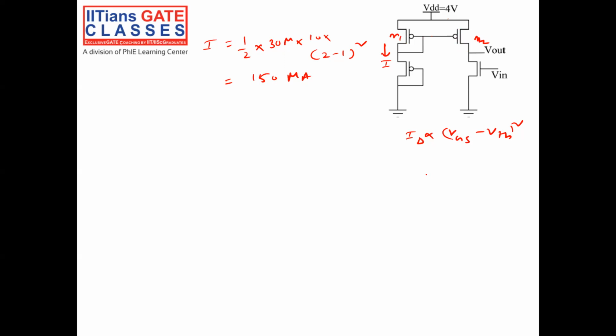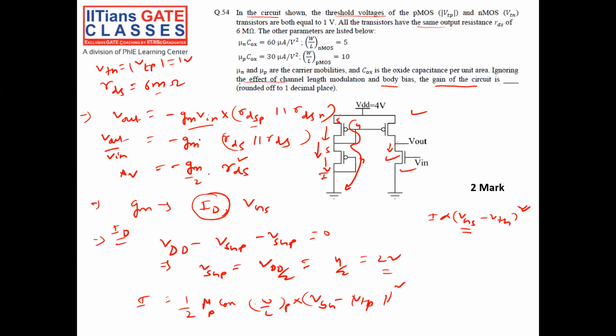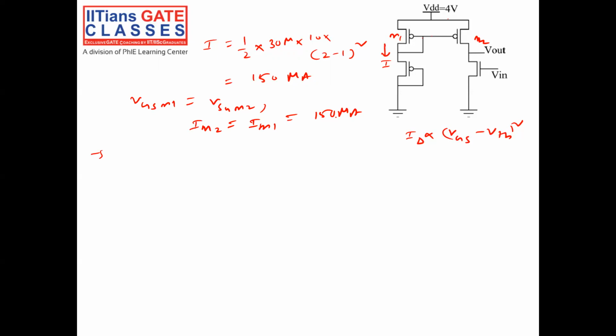In that case, the current solely depends upon the gate to source voltage. Since VGS of M1 is equal to VGS of M2, the current in M2 will be equal to the current in M1, which is 150 microampere, right? Clear? So that's why it says neglecting the effect of channel length modulation. This point is very important. Then only the current will be 150 microampere.